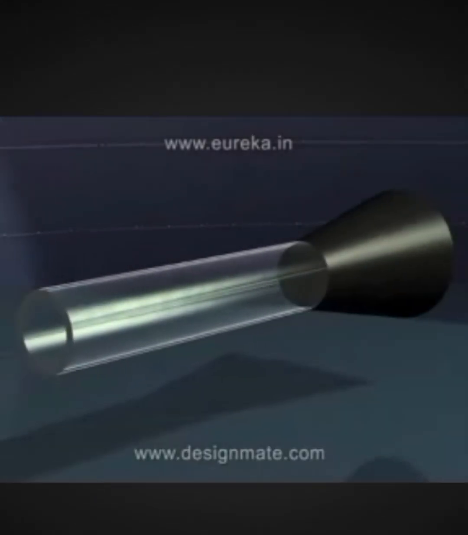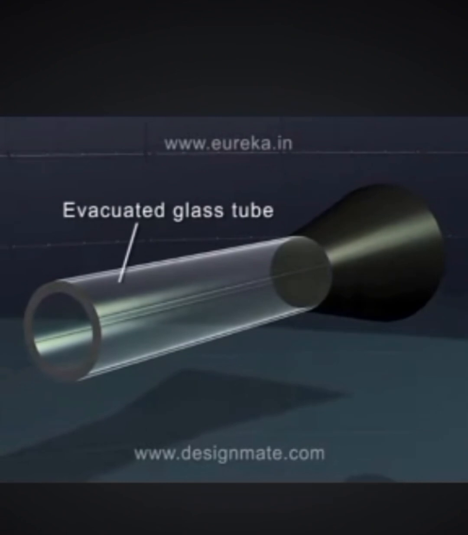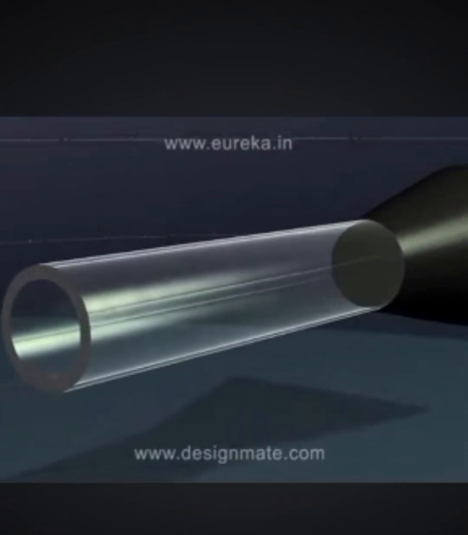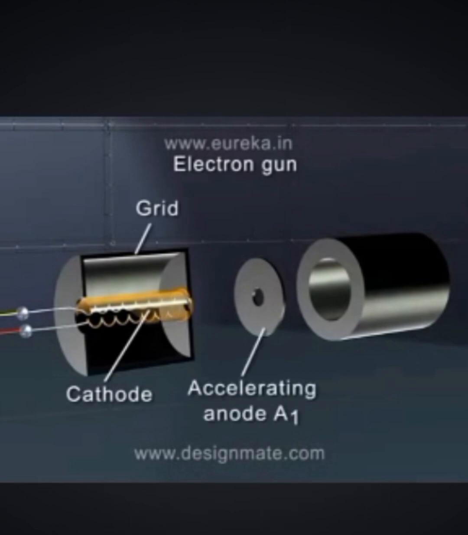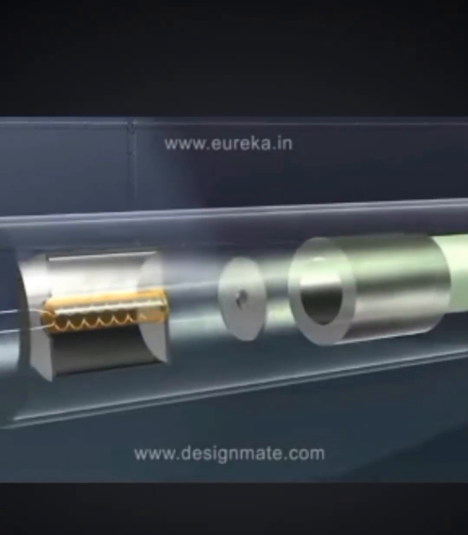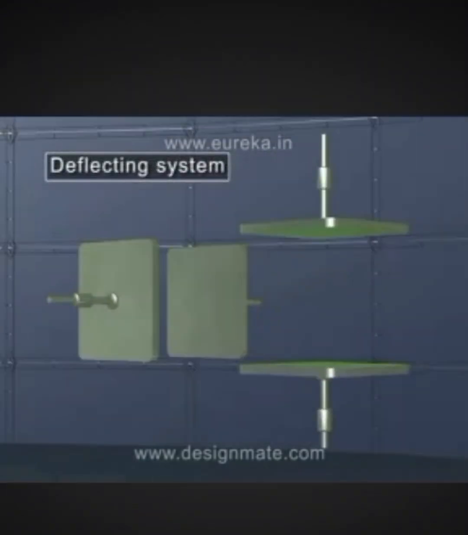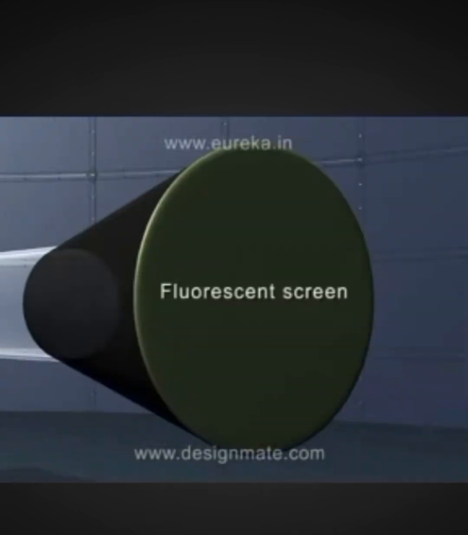Summary. The cathode ray tube consists of an evacuated glass tube, an electron gun, which further consists of cathode, grid, accelerating anode A1 and focusing anode A2, a deflecting system, which consists of XX-dash plates and YY-dash plates, and a fluorescent screen.